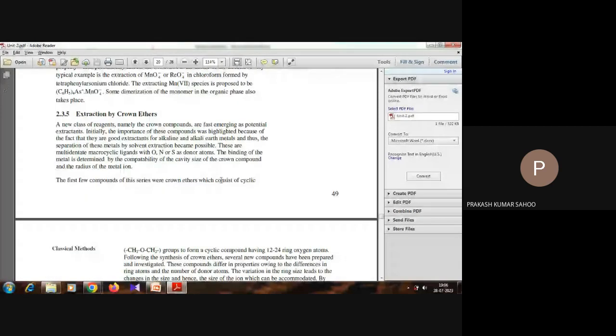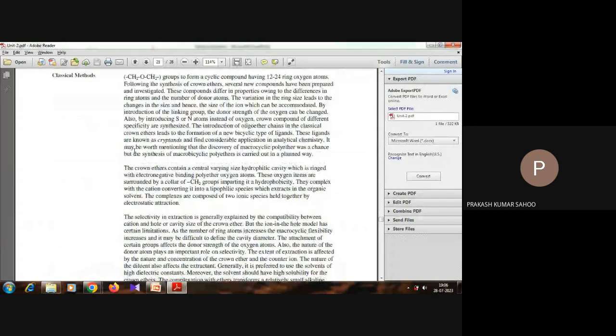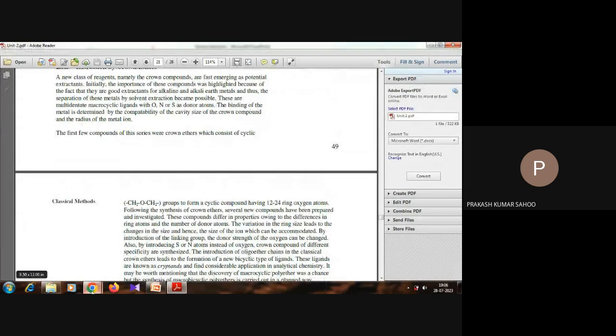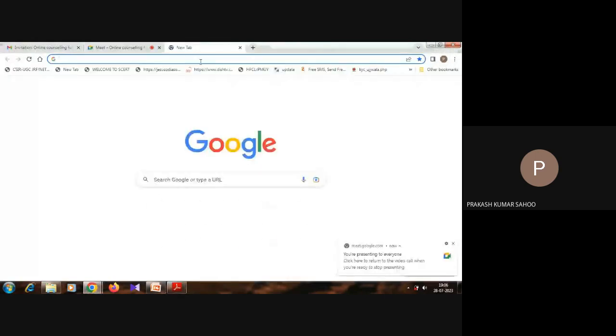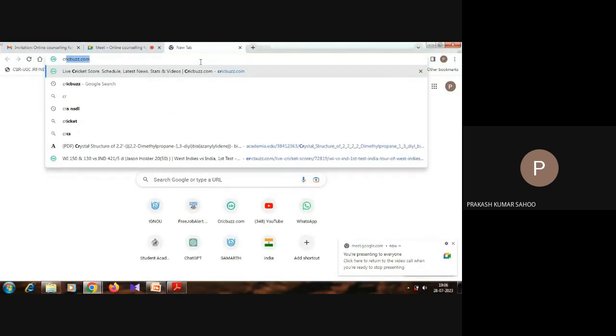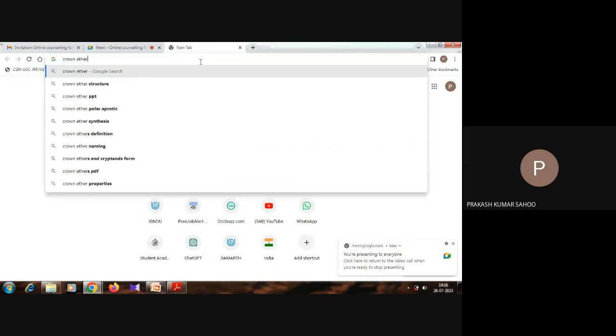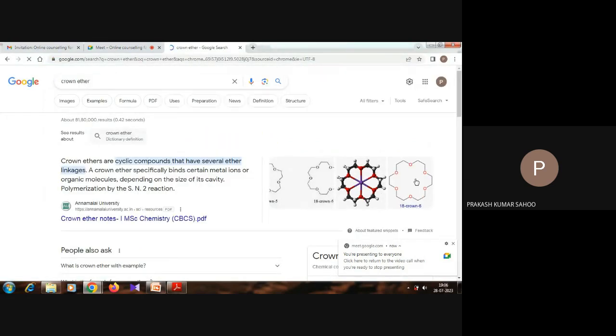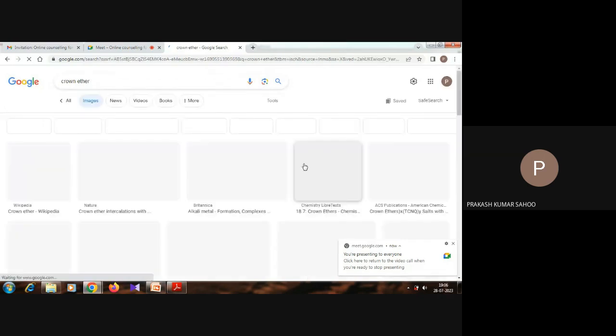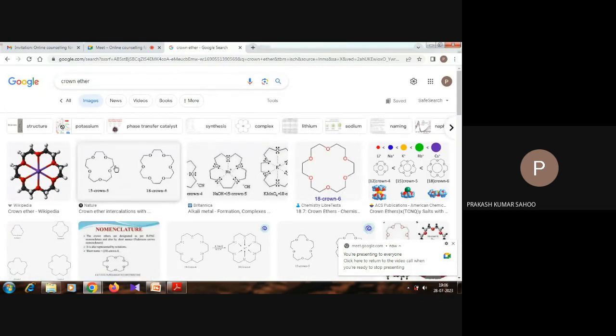Then extraction by crown ether. First see the structure of the crown ether here. Let me show you what a crown ether is. It is a ring-like structure, just like this. This is known as crown ether. This is known as 15-crown-5, which means the total number of atoms is 15, and 5 of them are oxygens. So the name of this crown is 15-crown-5. Similarly, this is 18-crown-6.